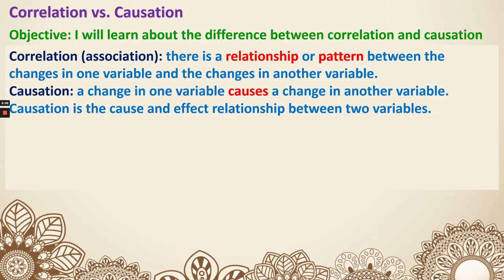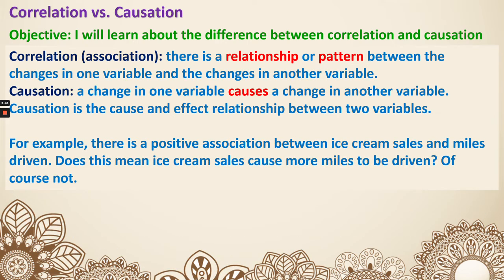Next, causation. It is a change in one variable causes a change in another variable. Causation is the cause and effect relationship between two variables. For example, there is a positive association between ice cream sales and miles driven. That just means when you actually calculate out the data, you see the points seem to have a pretty strong correlation, so they could be related.